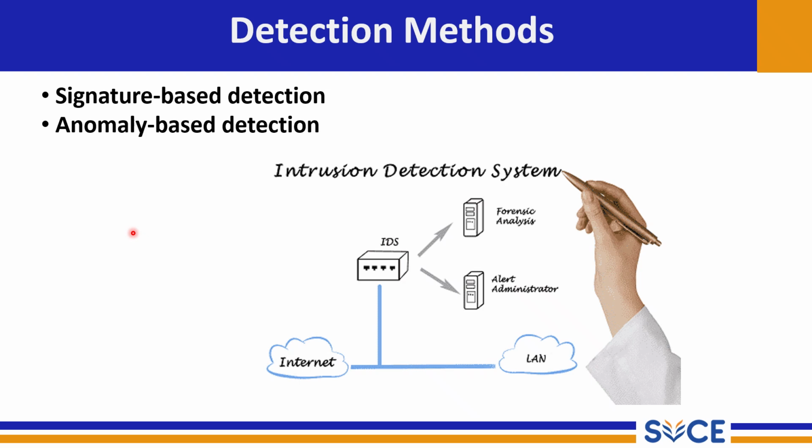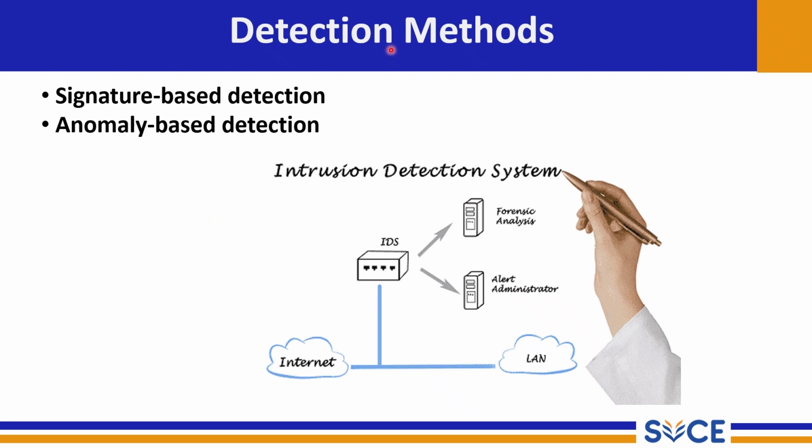Next, we're going to see what detection methods are available. There are two types of detection methods: first, signature-based detection, and second, anomaly-based detection. We have already discussed a small intro about these in the previous video; you can check it out there. So these are the two detection methods in IDS. And there is one more method, which is rarely used, called hybrid detection.